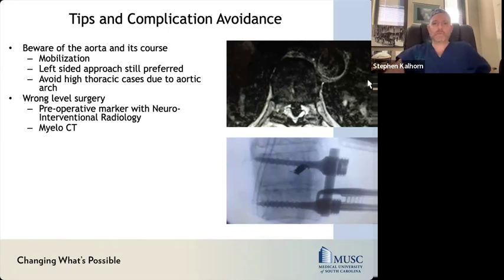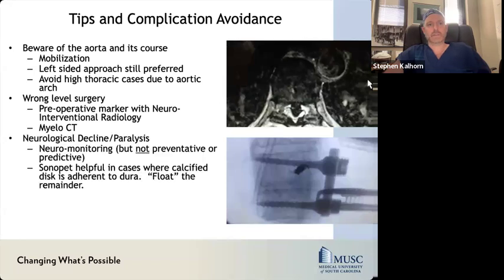Wrong level surgery is a real big risk, but I think that can be mitigated with placing a marker preoperatively. Neuromonitoring is obviously pretty critical, and it's not preventative, but I think it does give you some early warning signals in some cases. And then Sonopet, an ultrasonic aspirator, is really helpful in a lot of these cases where you can paint away the calcifications and then you can float whatever remainder is there.